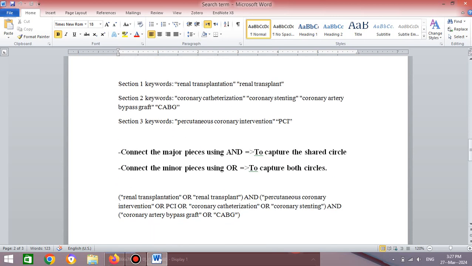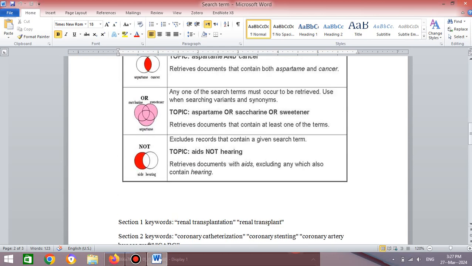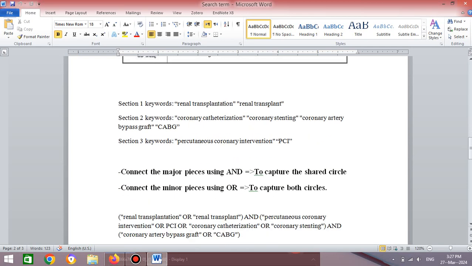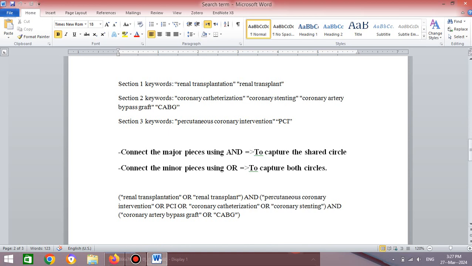Okay, I will connect the minor pieces using OR. Why using OR? To get the shared and not shared parts. What does this mean? Renal transplantation may be used as renal transplant. So I have to get all papers that use both, shared and not shared. Okay.